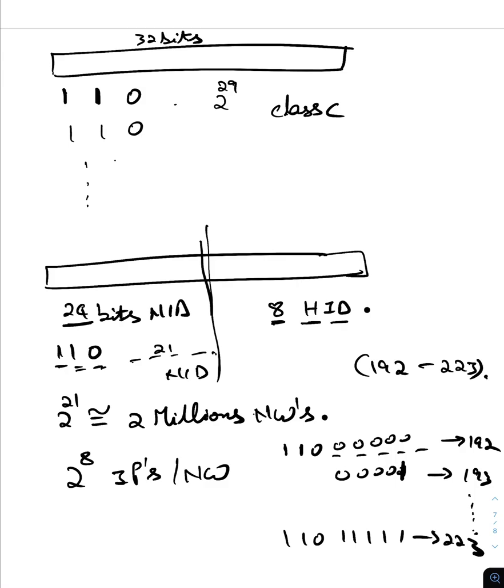Here you have 2^21, which is 2 million networks, and 2^8, which is 256 available IP addresses. This class is used by colleges or universities. It depends on how many hosts they need. So for universities or colleges, if they need less than 256 IP addresses, it should be good for them.